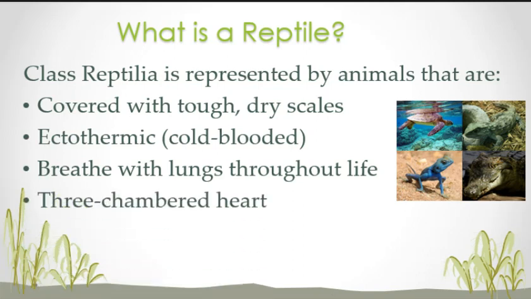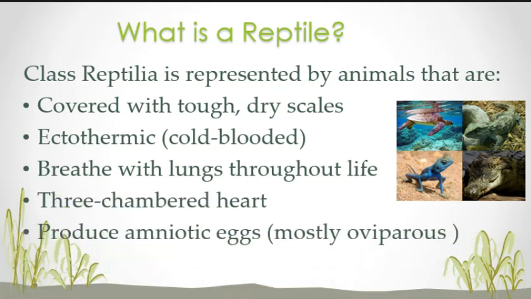All right, they have a 3-chambered heart, similar there, and they produce amniotic eggs, mostly oviparous. They mostly lay the eggs outside the body. But what about mostly? Do some of them not? Apparently, because it says pythons, mostly. We'll talk about it. There are some that hatch inside the body, ovoviviparous, right? We do have some like that. We'll get to that in just a minute.